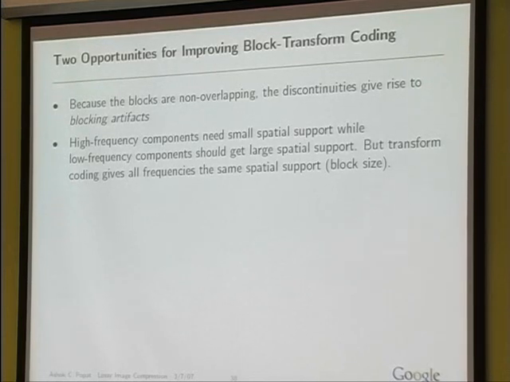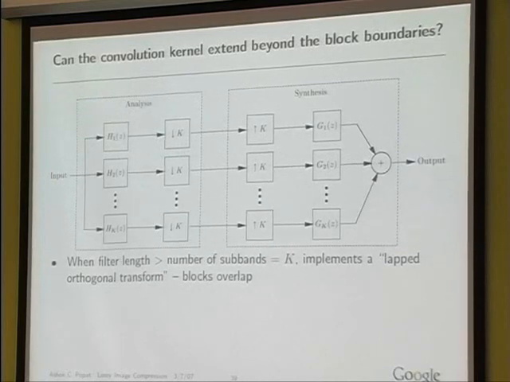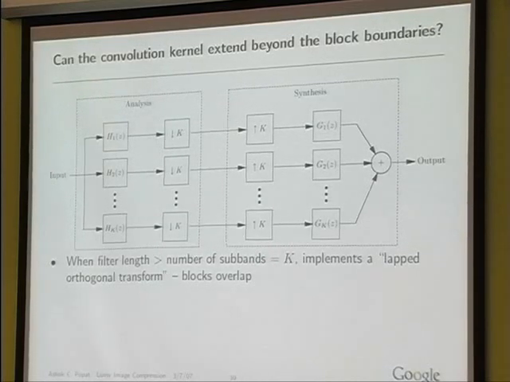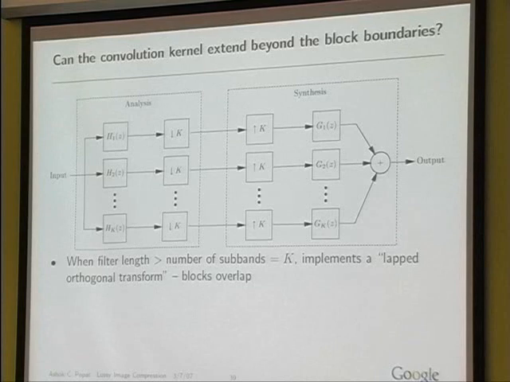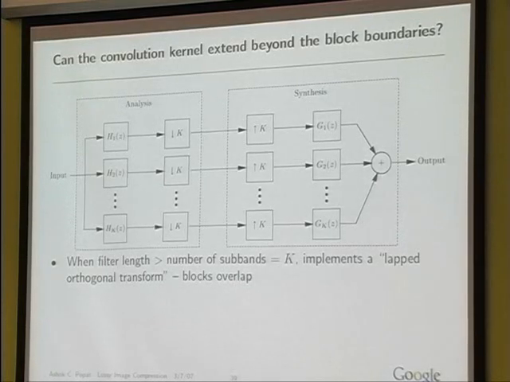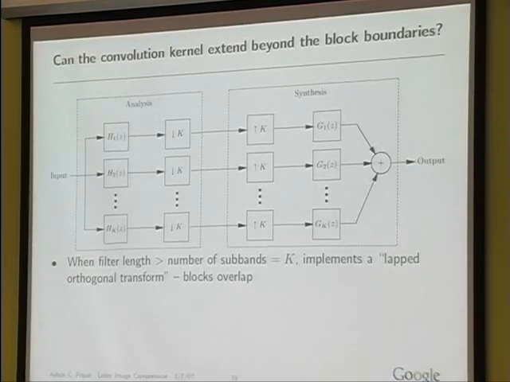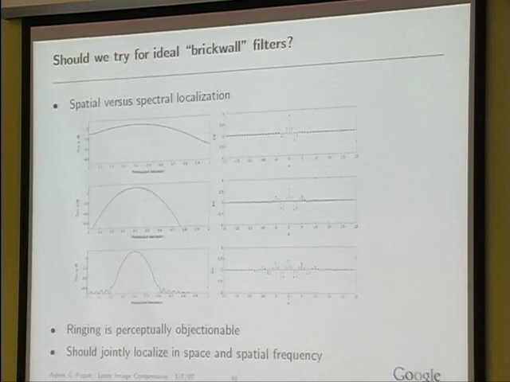And there are two things that we'd like to do here. One is we'd like to get rid of these blocking artifacts. One way to do that is to allow these kernels to overlap from block to block. Another thing we want to do is maybe give different frequency selectivity to different parts of the spectrum. So when the filter length is greater than k, then we have something called a lapped orthogonal transform.